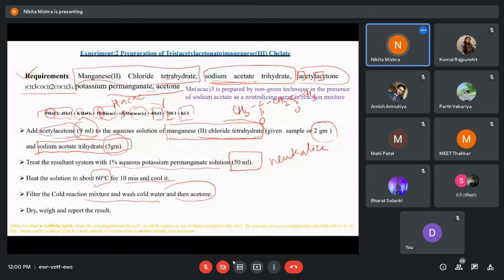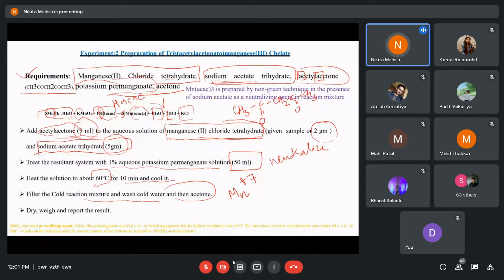Now we can see MnO4 here, which I have written as an oxidizing agent. Here we had taken MnCl2, and potassium permanganate, KMnO4, is taken. In that, MnO4 is an oxidizing agent. The highest oxidation state of Mn is +7. So in KMnO4, when MnO4 minus is taken, the Mn has the +7 oxidation state.